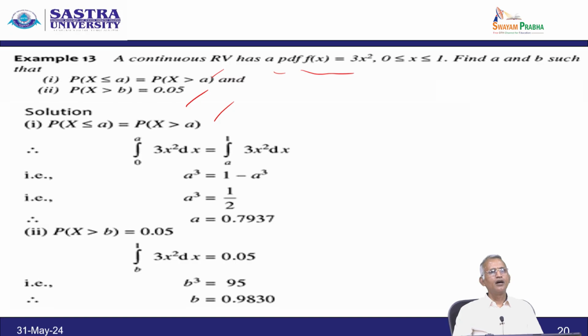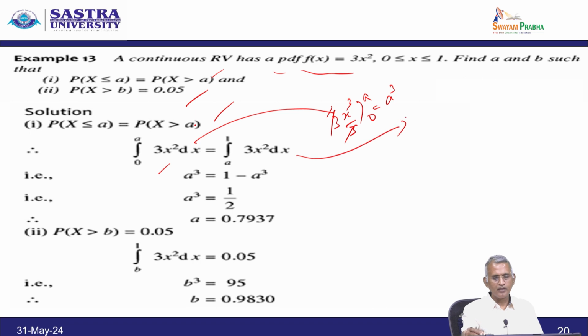Now, for the second integral the lower limit is a and the upper limit is 1, and here the lower limit is 0 and the upper limit is a, because x is less than or equal to a. The function is 3x square, and integrating 3x square gives 3x cube by 3, which is x cube, with upper limit a cube and lower limit 0 for this one, and for this one, 3x cube by 3 over the limit a to 1.